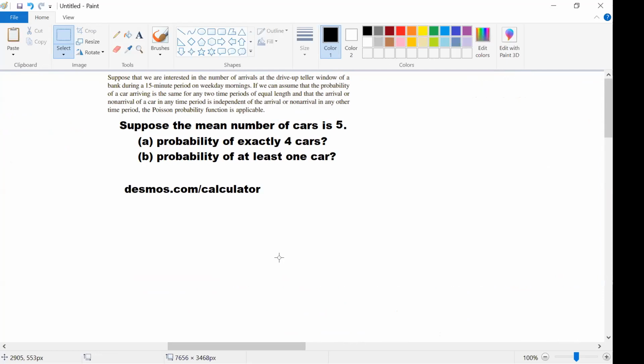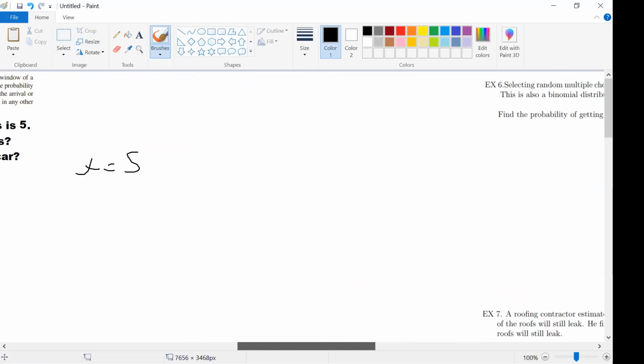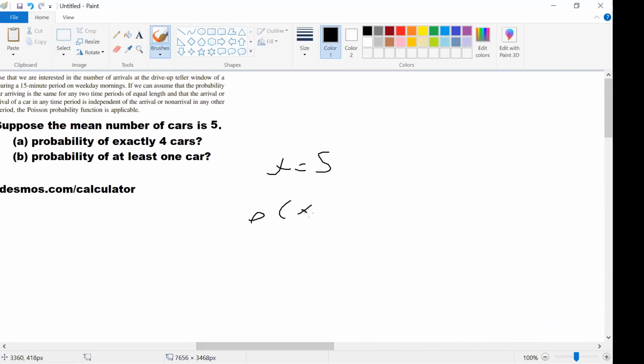Does anyone need some extra time? Okay. So first of all, in this case, our mu is 5. So our base formula, our Poisson base formula, this should be a rho, that doesn't really matter. We have P of x. Our mu is 5. So we have mu to the x times e to the negative 5 divided by x factorial. This is our base.